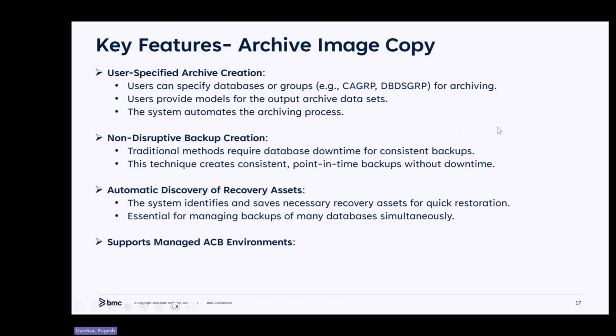So we'll cover what archive image copy is. The features of archive image copy include that the user can specify databases, CA groups, or DBDS groups for archive creation. The user can also provide models for the output archive datasets. Then all other things will be taken care of by archive image copy.